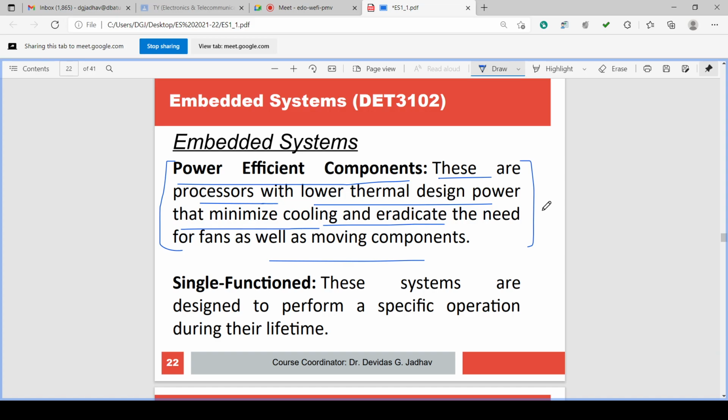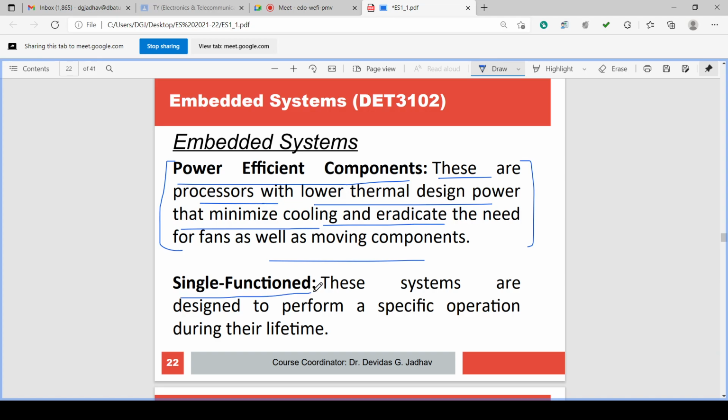Overall power efficiency will be maximized. So this is one of the characteristics of the embedded system. Okay, what is that? Power efficient components are required. Then single functioning.